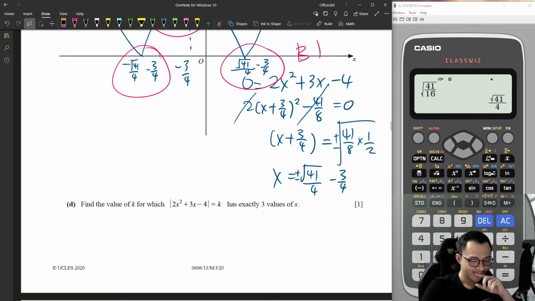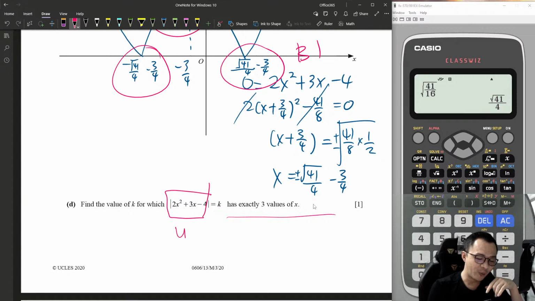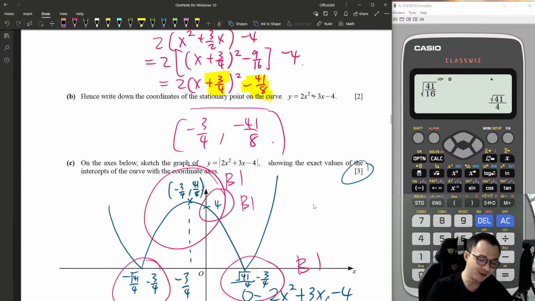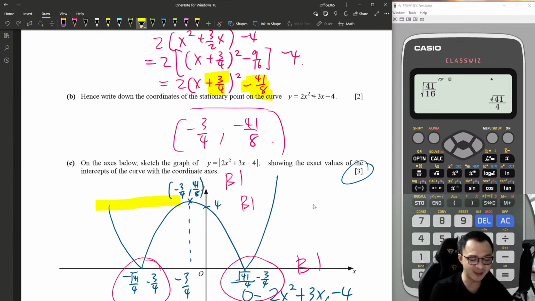Okay. Then lastly, have exactly 3 solutions. This is y, isn't it? When y equals k, it's a horizontal line. This horizontal line needs to touch at 3 different points because exactly 3 solutions means 3 values of x, isn't it? So if you use your brain to think a little bit, you should know the horizontal line must pass through the maximum y value, or the vertex y value.